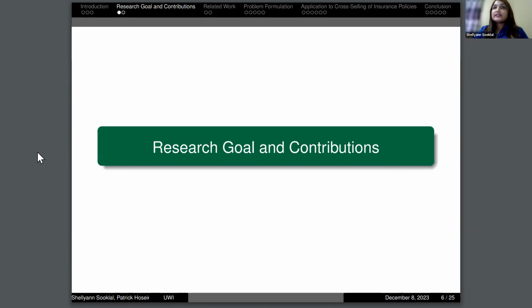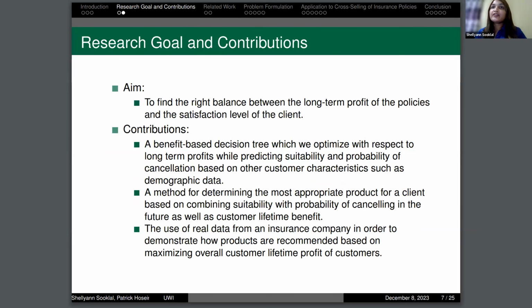So this takes us to the aim, which is to find the right balance between the long-term profit of a policy and also the satisfaction level of the client. Long-term profits are achieved by considering the profits gained during the lifetime of the policy. In order to achieve this, we created a benefit-based decision tree, which we optimized with respect to long-term profits, and use this decision tree to predict the suitability of the product for the customer, as well as the customer canceling in the future. These models were based on customer characteristics such as demographic data.